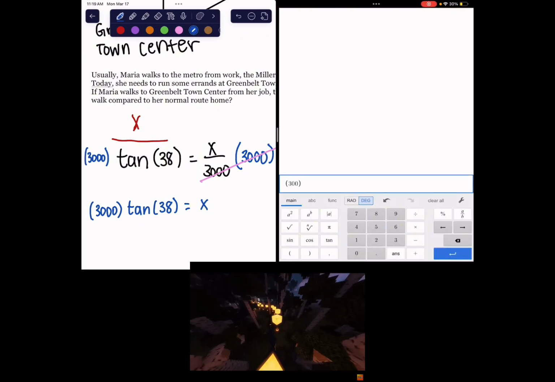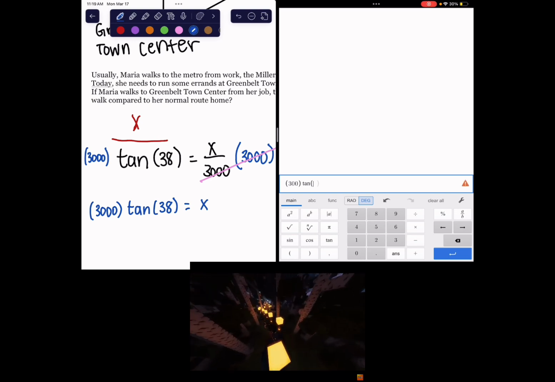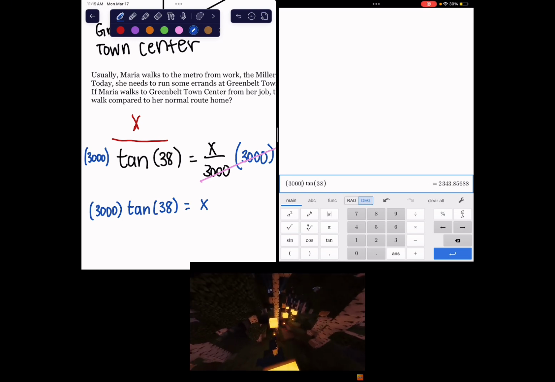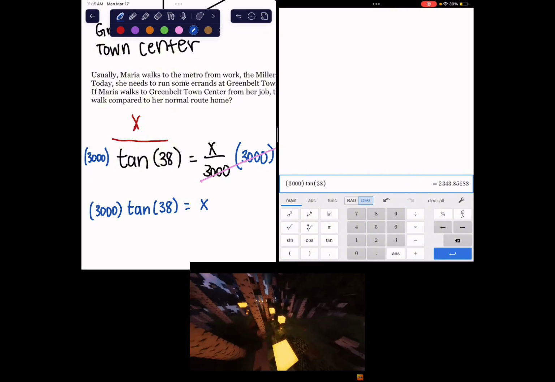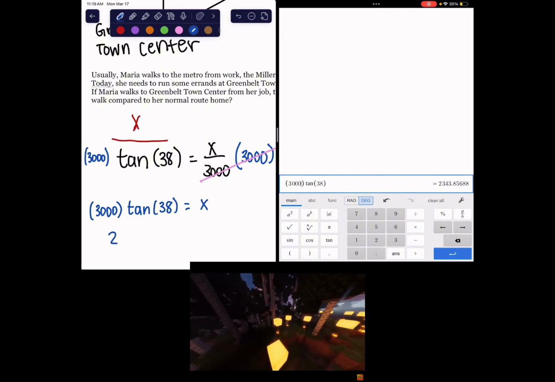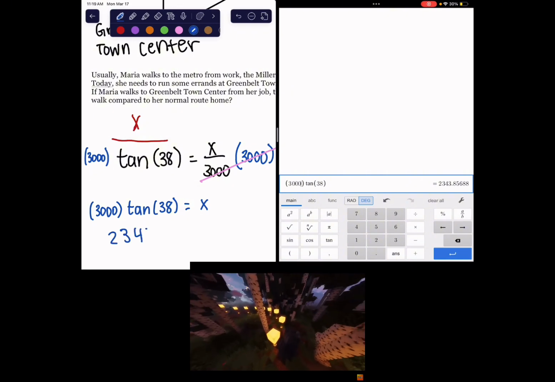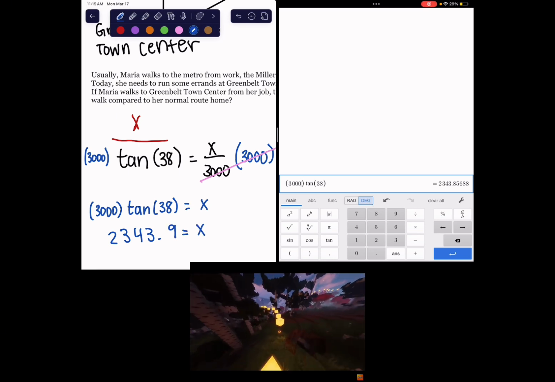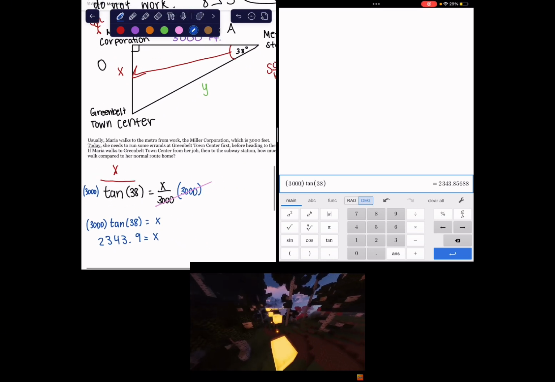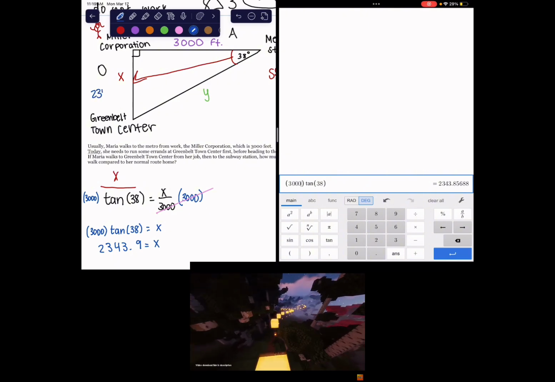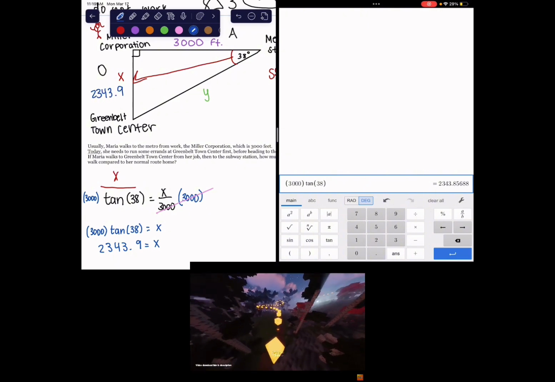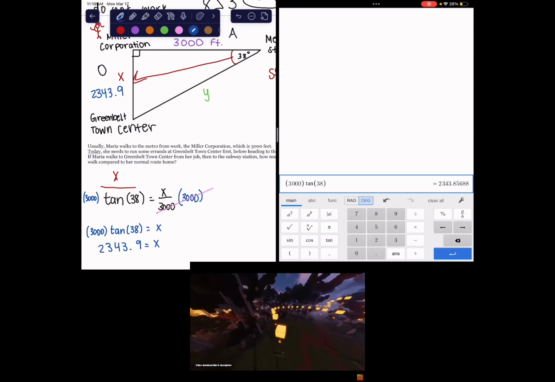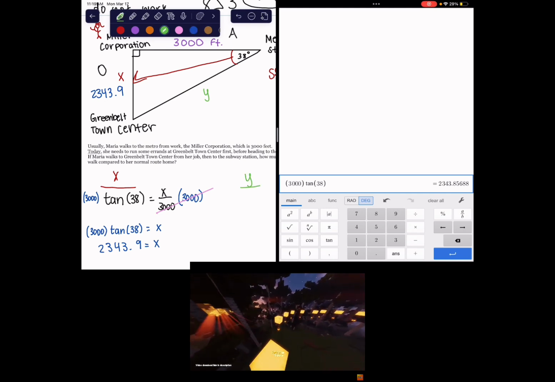3,000 tan. Oh, I put 300. Oops, let me fix that. 3,000 tan 38. So that is 2,343.9. Cool. But that's not all we have to solve for. We also have to find Y.